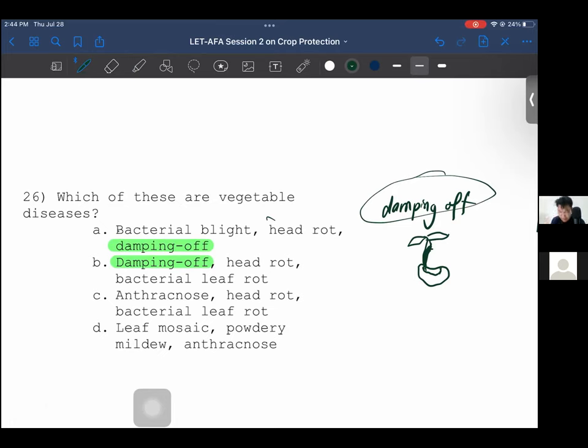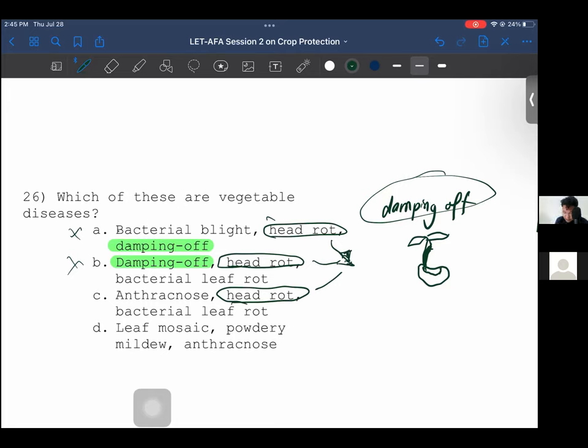So with that, kapag na-eliminate na natin yun, wala na yung A tas B. So andito na lang tayo sa C at saka D. So we have anthracnose, we have head rot, and we have bacterial leaf rot. Ang head rot ay nasa mga crucifers. Ayan. So ito yung nangyayari sa repolyo, yung mga ganun.